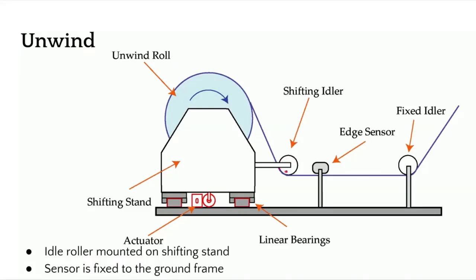Typically, you would see a shifting idler. It doesn't have to be one. It can be multiple. It could also be a whole frame with a lot of rollers. We need to put the sensor just downstream of the last shifting idler, and the sensor is fixed to the machine frame so we can guide the web. So those are the main things with an Unwind guide.